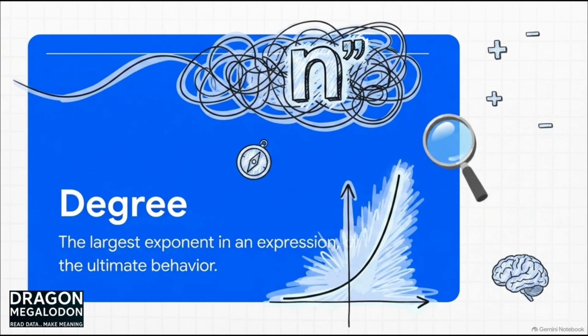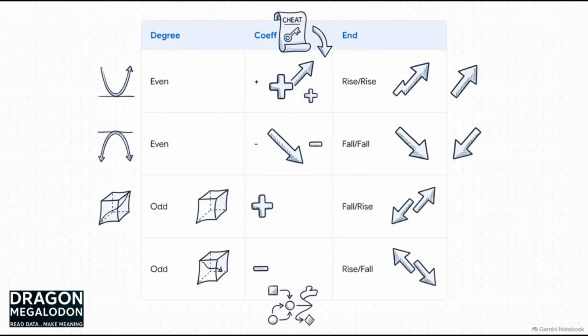This one highest power dictates the ultimate long-term behavior of the function as it scales all the way out toward infinity. Check out this logic table. It's basically a cheat code. You can predict exactly how a polynomial will behave at its extreme endpoints just by checking two simple things. Number 1, is the degree even or odd? And number 2, is the leading coefficient positive or negative?